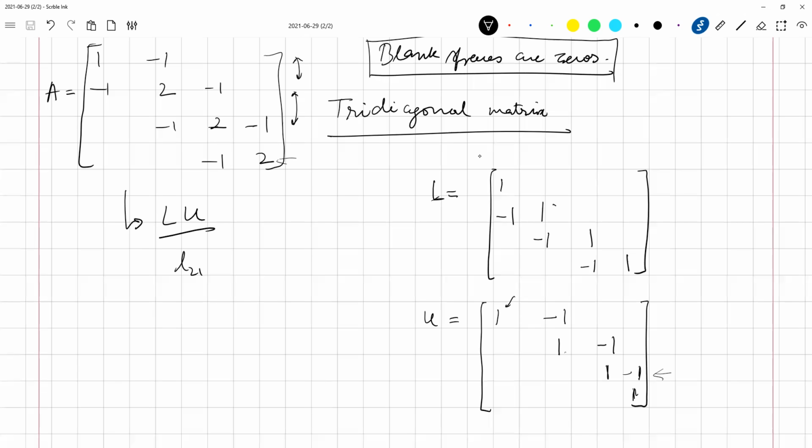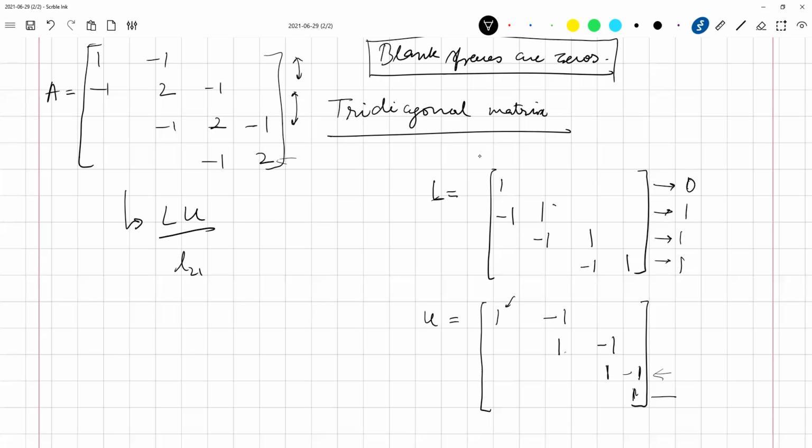How many calculations will you require? We'll start from L. LC is equal to B. To find the value of C, the first equation requires how many calculations? Zero calculations, directly you have the answer. Let me write it: 1, minus 1, 2 minus 1. Here, how many? I don't need that in this case anyway. So this is 0, this is 1. How many calculations here? 1. Again 1. Again 1.